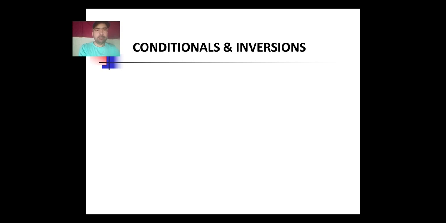Hello everyone, today's tutorial is about conditionals and inversions. Conditionals are used in instruction writing when you would like to instruct anyone to provide them some conditions, whereas inversions are a bit formal. They are also conditionals, but they are used in more formal writing.